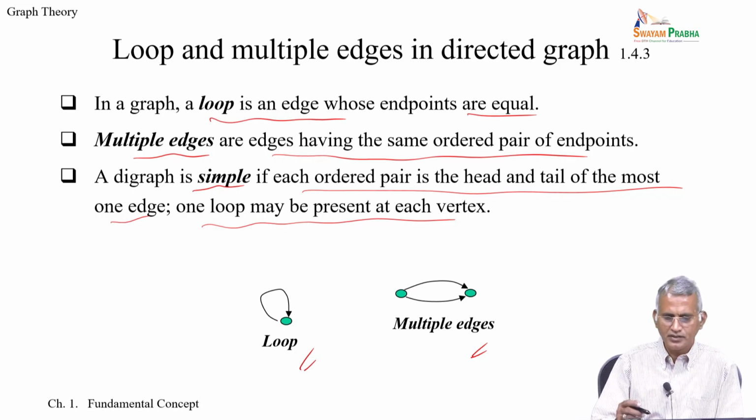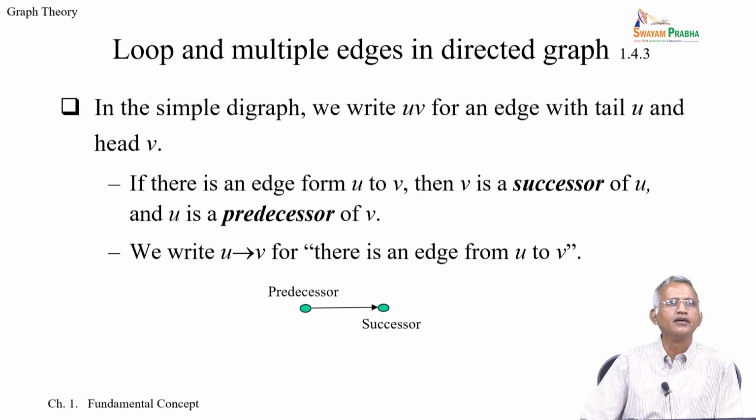So multiple edges. Here, suppose we direct V1 to V2 one way, and V2 to V1 another way. A loop we can also denote through an arrow, then it is a directed graph. Loop and multiple edges in a directed graph.